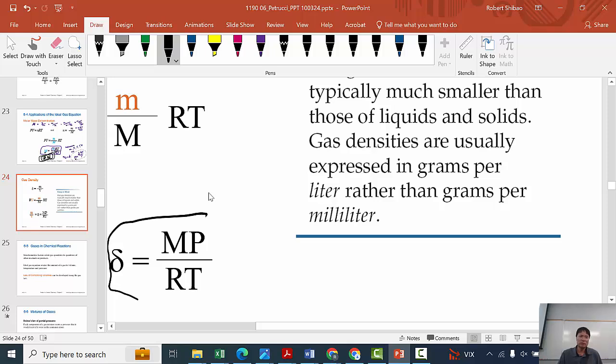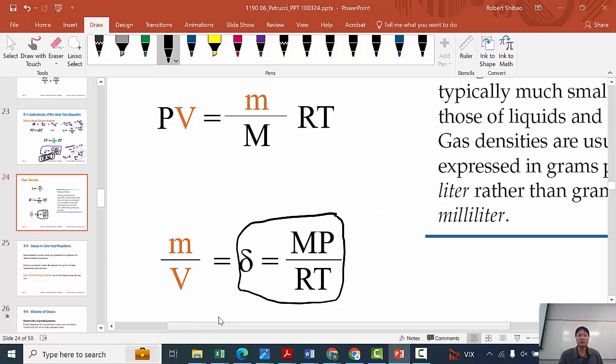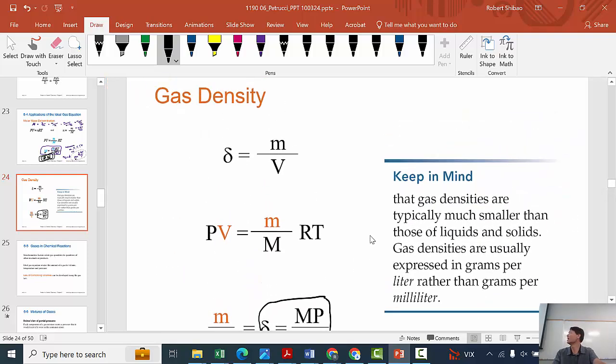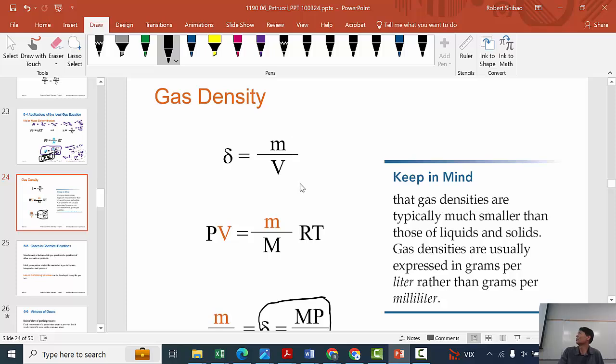They use a different symbol for density. They use the symbol delta here, rather than D, like in Chem 4. And so the delta, or density, is equal to mass over volume. There are different ways we could have derived this. The volume is equal to nRT over P. If we substitute that in here, then this is equal to the mass over nRT over P, which equals the mass times the pressure divided by nRT.